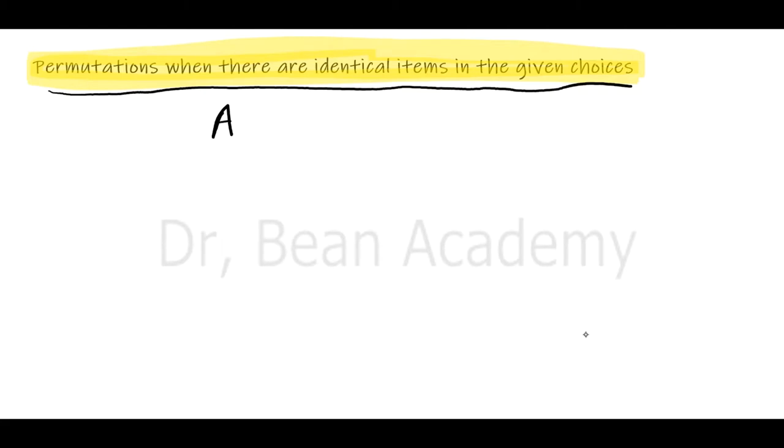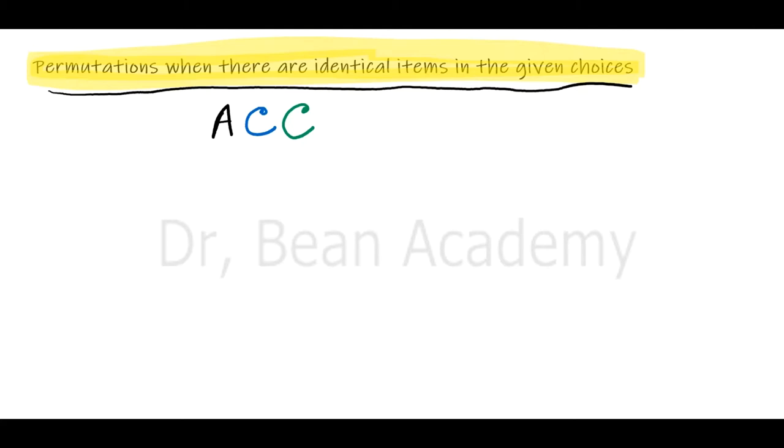Let's study how to calculate the permutations when there are identical items in the given choices. Before I go to the formula, let's try to understand the problem. Let's say that I have three given choices: A, then I have C, and once again I have another C. So you see there are two identical items, there are two C's in the given choices. And my question is, how many permutations of size 3 can I make from these choices?